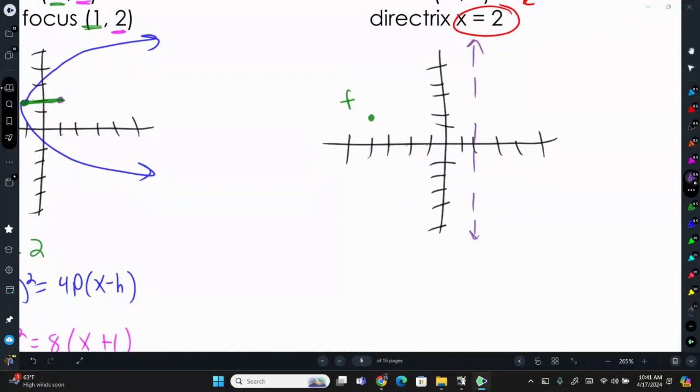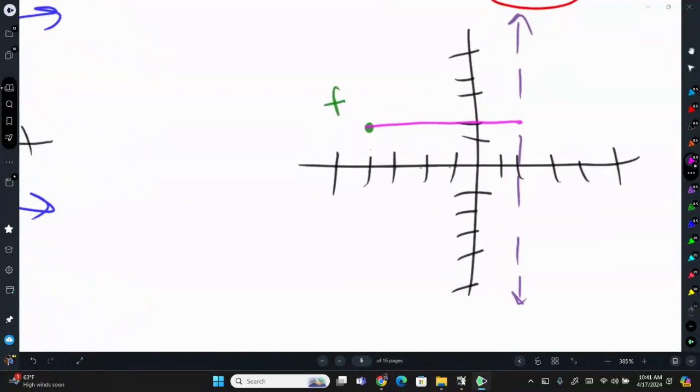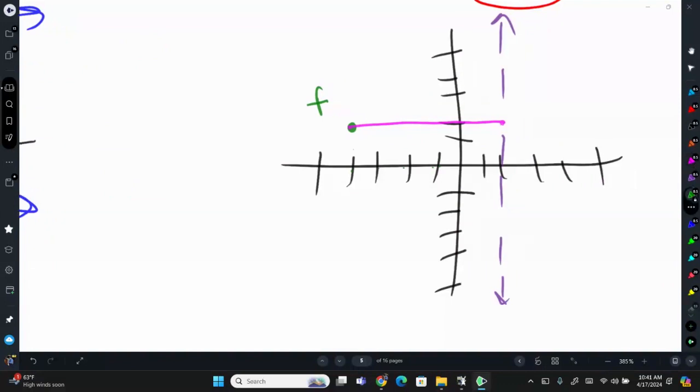So we want to find the halfway mark of this segment here. So we go from negative 4 to positive 2, which is 6 units long. So we want half of that, which is 3. So 1, 2, 3. This is where our vertex is going to be. And that should make sense. If I count 3 more units, 1, 2, 3, I'm now at my directrix. So my parabola opens this way.